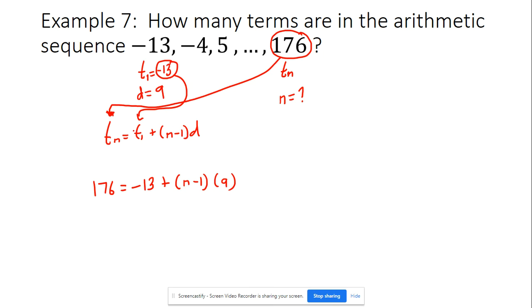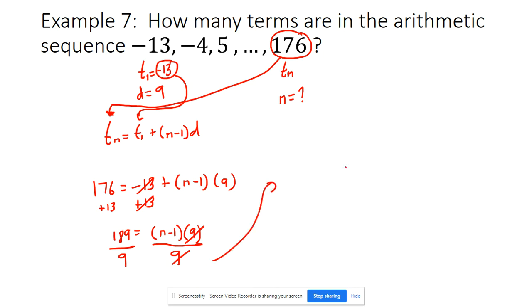So to start that, I have this negative 13, and I want to get rid of it. So I'm going to add positive 13 to both sides of the equation, because negative 13 plus 13, those two terms cancel out, and we get 189. Next thing I'm going to do is get rid of this 9. So this is n minus 1 times 9, and the opposite of times 9 is divided by 9. So I'm going to divide by 9 like this. The 9's cancel out here. 189 divided by 9 is 21, so 21 equals n minus 1. And then if I add 1 to both sides, I get an answer of 22.